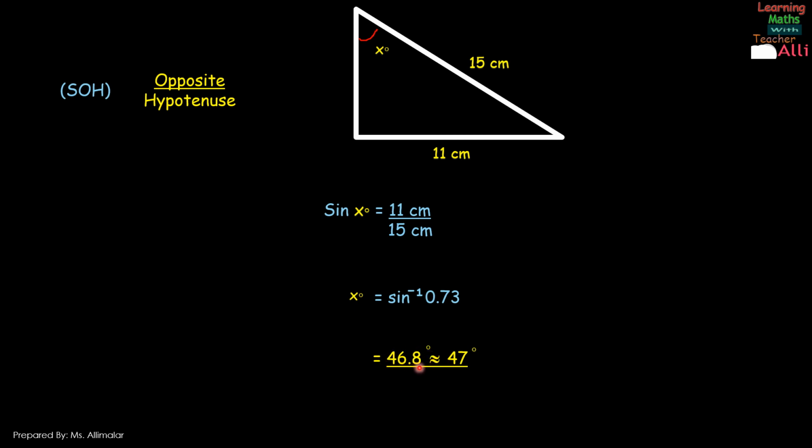But you have point form. We don't want point form here. So round off. 46.8 degree will become 47 degree. So what is the angle of x here? 47 degree. Clear? Do you understand? If not, please replay this video.